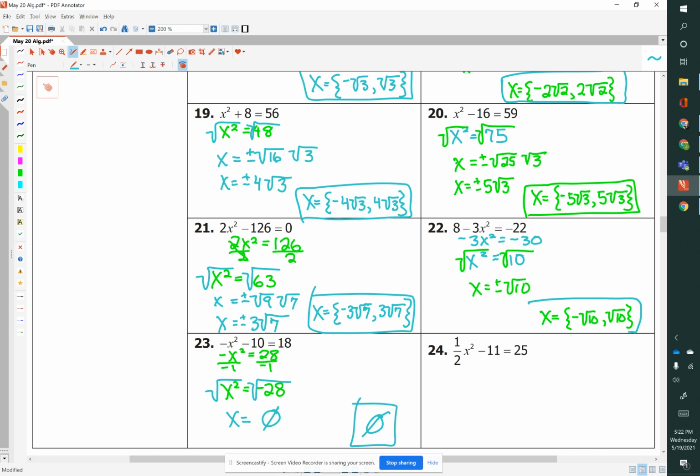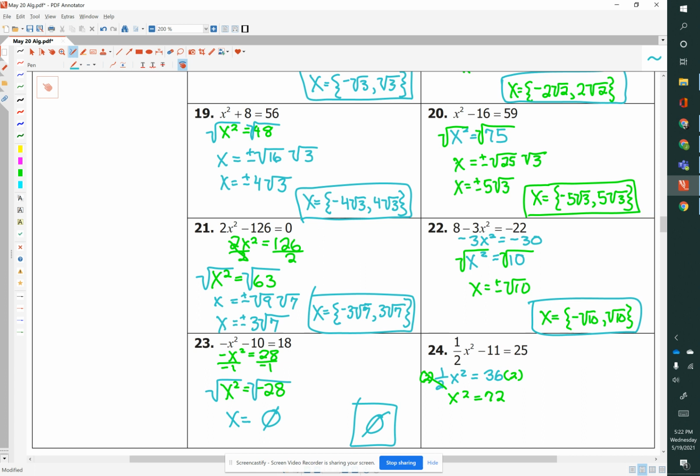And now we're on to our final problem of the day. 1/2 x squared minus 11 equals 25. So let's move the 11 over right at the start. So 1/2 x squared equals 25 plus 11, which is 36. Let's multiply both sides of this equation by 2, which will give us x squared equals 72.